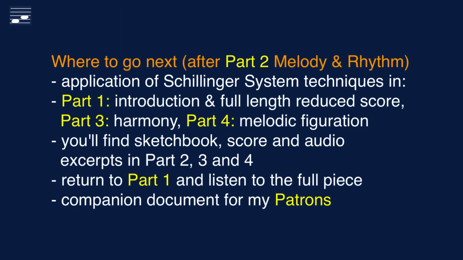Let's put this episode back into the overall picture. You've been watching a detailed breakdown of the example orchestral composition in the melodic domain. I've demonstrated a number of Schillinger System techniques for obtaining melodic elements and variation. Revisit part 1 for the introduction and overview, or continue with parts 3 and 4, where I analyze the harmony elements and the melodic figuration technique in the closing section, respectively.